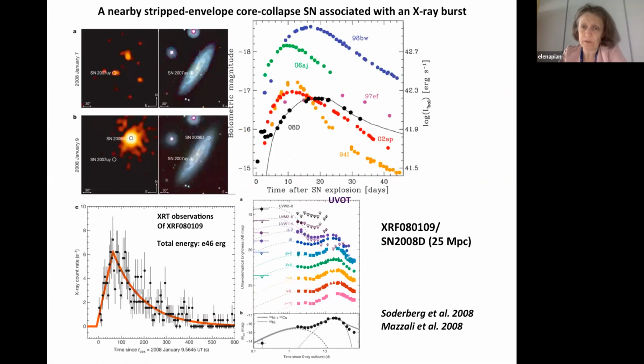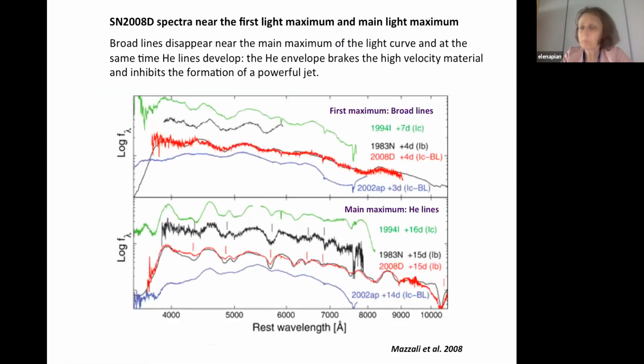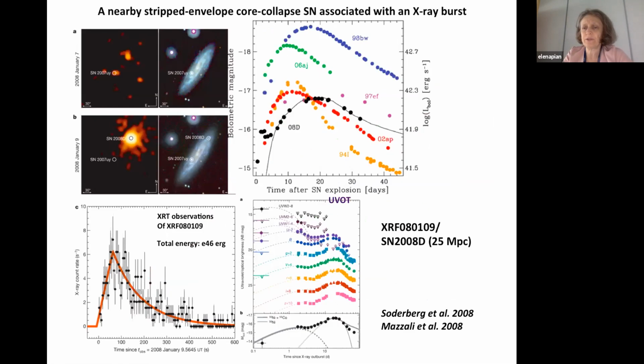It was associated with this supernova that you see here. There is the bolometric light curve in black compared to 98bw, compared to other core collapse supernovae, gamma ray burst supernovae. It's quite weak. It's relatively less luminous. The interesting thing about the supernova was the spectra. If you look at the light curve, the black points, there's an initial peak around 4 or 5 days. And then there is a second, much more luminous peak, which is the classical one typical of all supernovae.